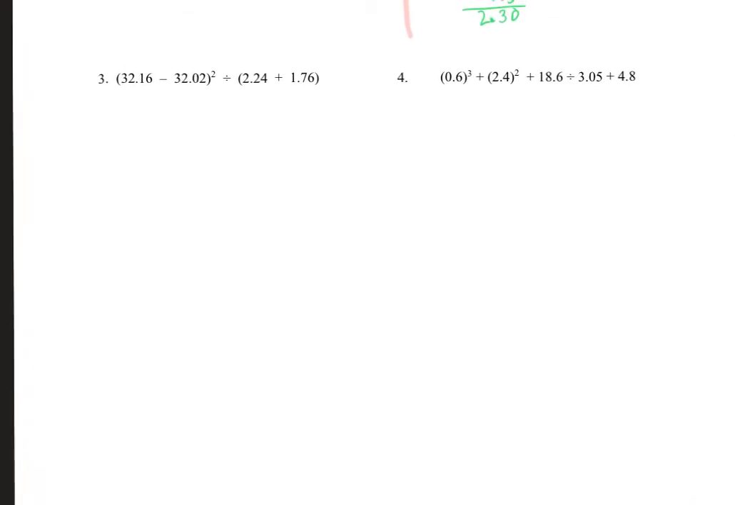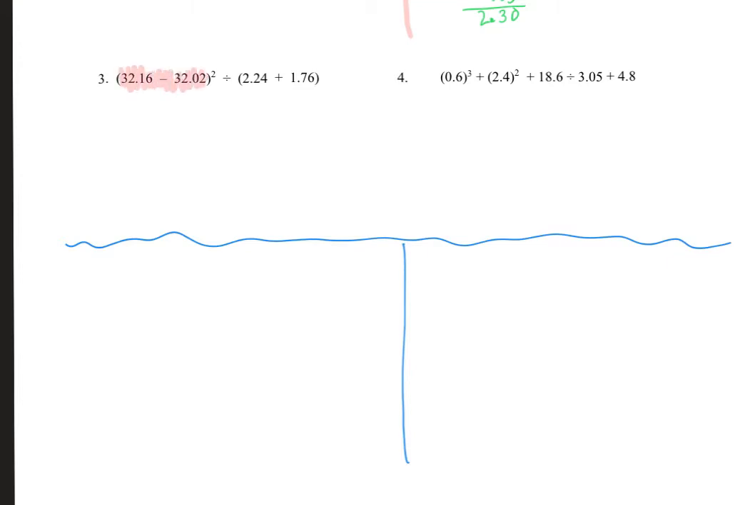All right, so for these two, whole lot of stuff going on here. We're going to start with our parentheses. So our parentheses, there's two things in our parentheses. There's this subtraction problem, and there's this addition problem. So for the subtraction problem, I have 32.16 minus 32.02. So I'm going to get 0.14. All right, so up here I get 0.14 squared.